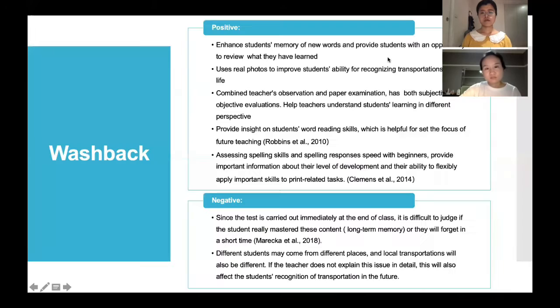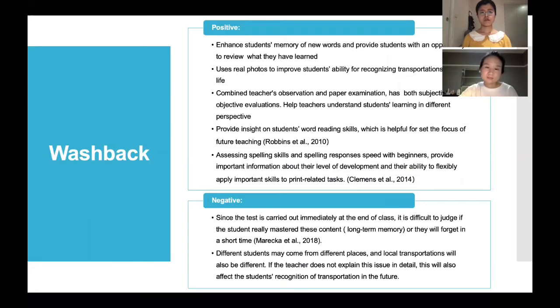For the positive washback, firstly, this kind of test could enhance students' memory of new words and provide students with an opportunity to review what they have learned in this unit. Secondly, this test uses real photos of different transportations, helping children to recognize them in real life.